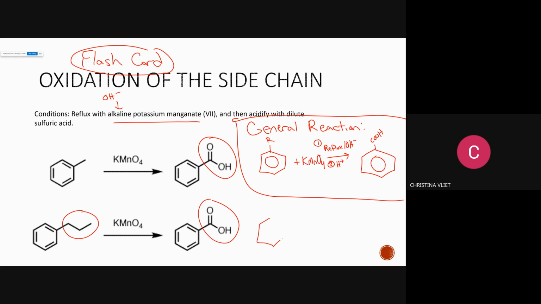So if I have this as another example, plus KMnO4, OH minus, reflux, and then acidify. What would my product be here? Benzoic acid. So the neat thing about this reaction is the product's always the same. This is called oxidation of the side chains to produce benzoic acid. And you just need these specific conditions for it to happen. So this is your KMnO4 reaction this year. This is what KMnO4 does for you.